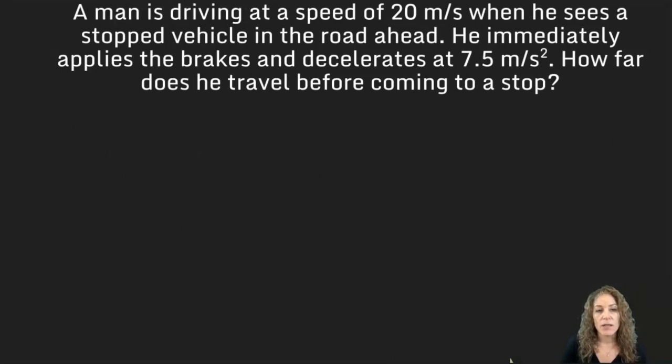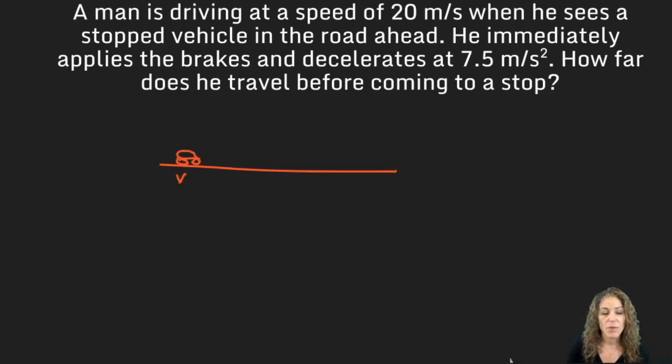So a man is driving at a speed of 20 meters per second when he sees a vehicle in the road ahead. He immediately applies the brakes and it decelerates at 7.5 meters per second squared. How far does he travel before coming to a stop? So I'm going to draw this, and excuse my drawing because I'm not very good at doing this on the computer. So here's my car, and I'm going to list my variables. I'm moving on the x-axis, so I'm going to do x, v, x, t for the beginning and the end.